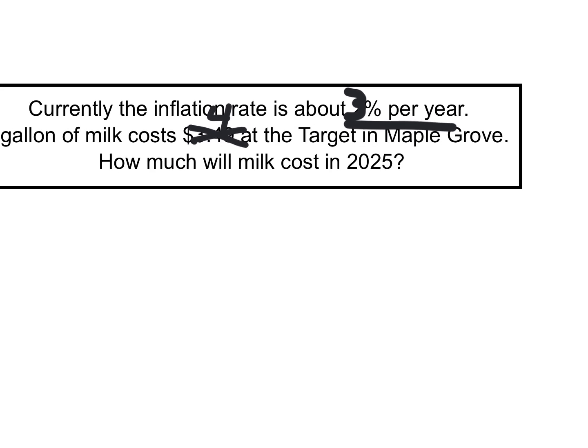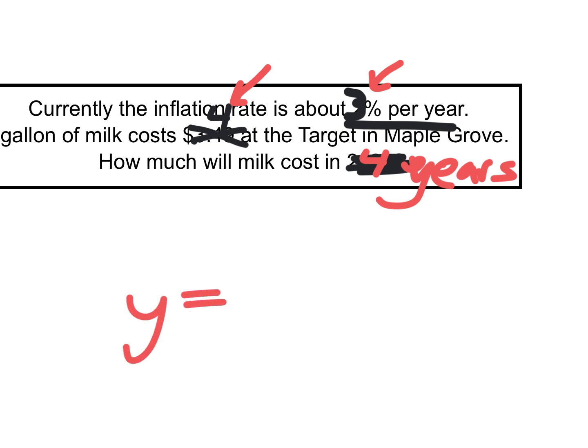So if it starts at $4, I don't want to care about 2025. I want to say if it keeps going at 3% per year and milk is $4 right now, I want to know in 4 years, how much will milk be? Hint, you just learned how to set these up 2 seconds ago. It's the same formula.